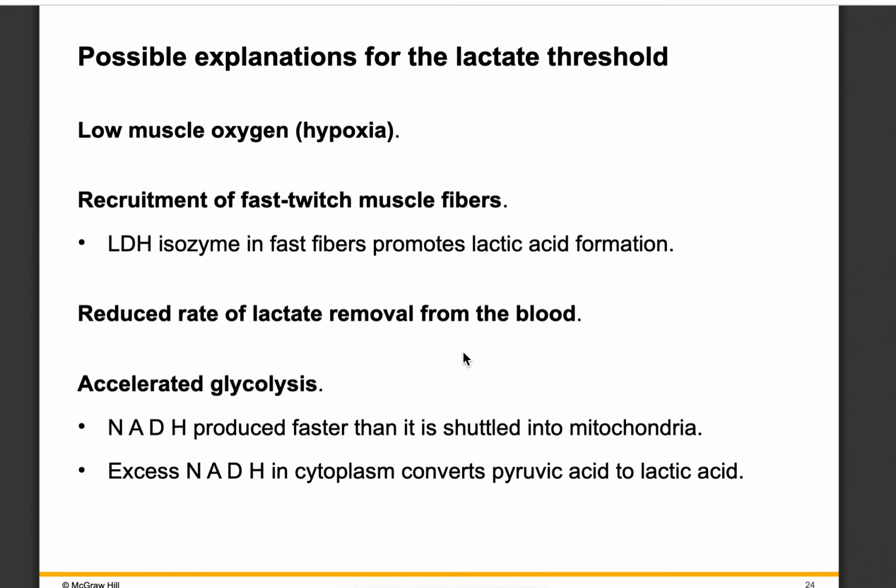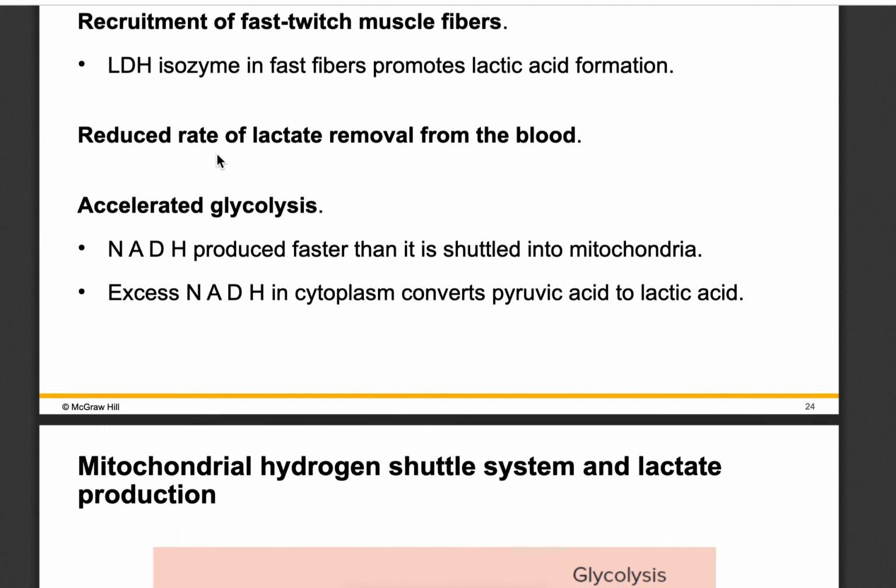And so there's lots of explanations for lactate threshold, from muscle oxygen getting low. So maybe you can't deliver enough oxygen there, and so you can't make ATP using those aerobic systems. It could be a recruitment of more fast twitch fibers that utilize more things like glycolysis to make ATP than they do your aerobic systems like Krebs cycle and electron transport chain. It could be that lactate removal from the blood is reduced because of everything going on. Your body's just not able to process it. And so you're really looking at those types of things that may help explain some of that.